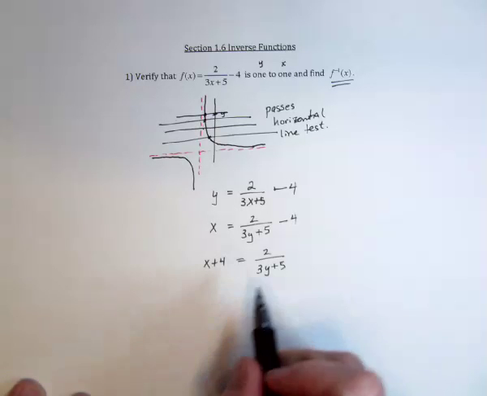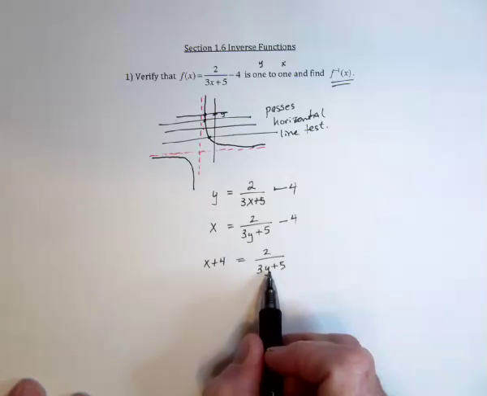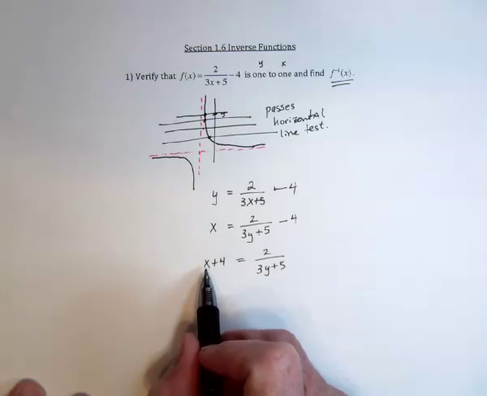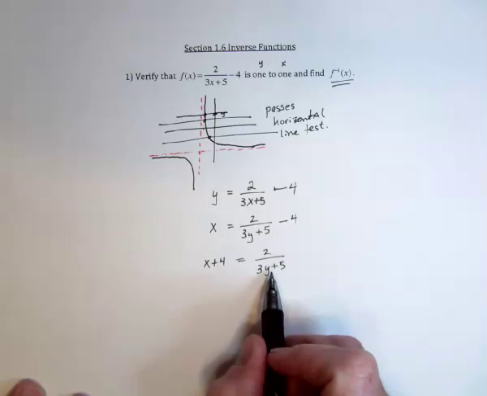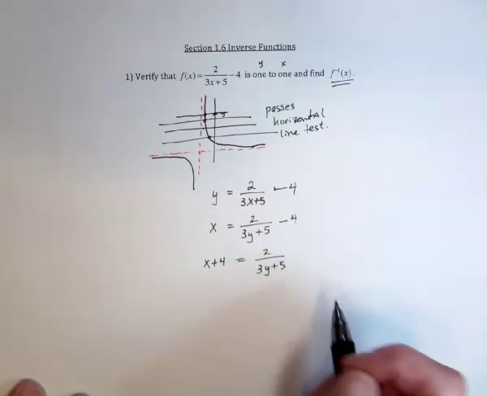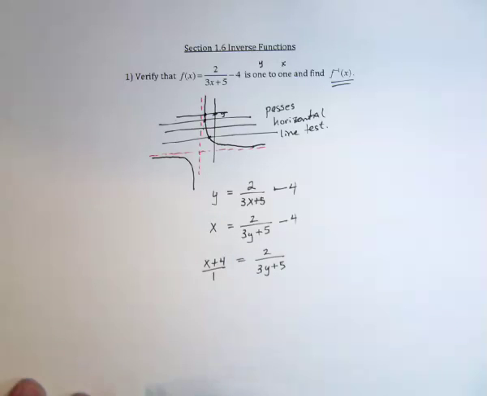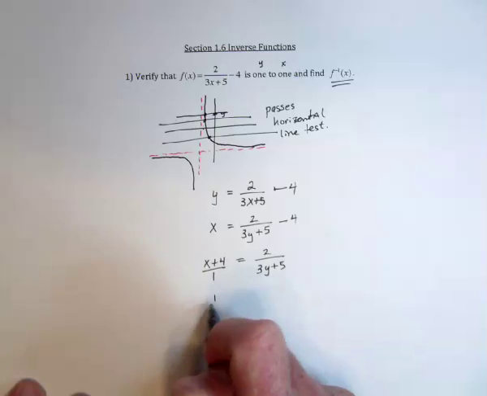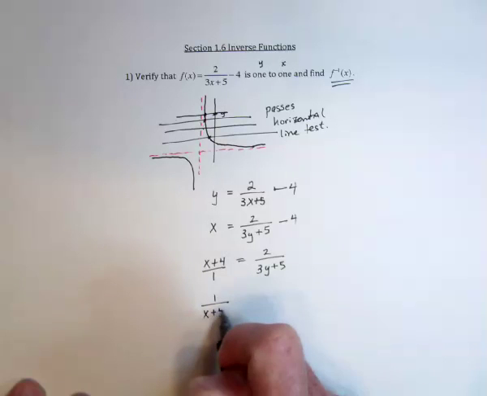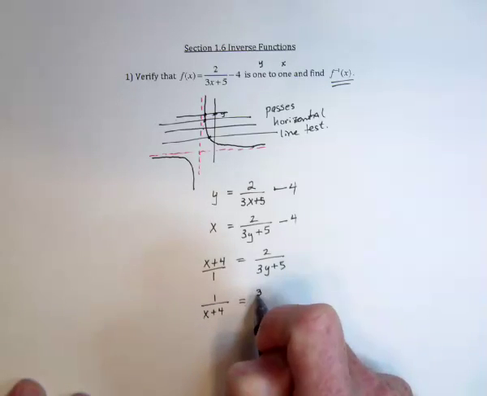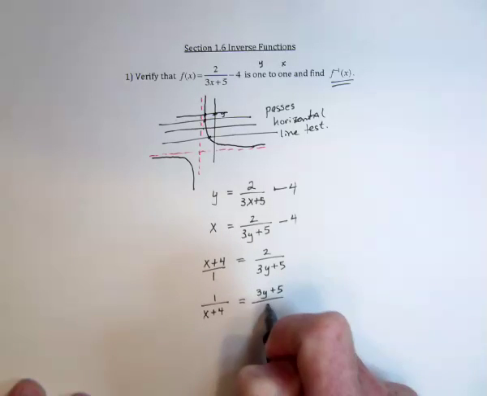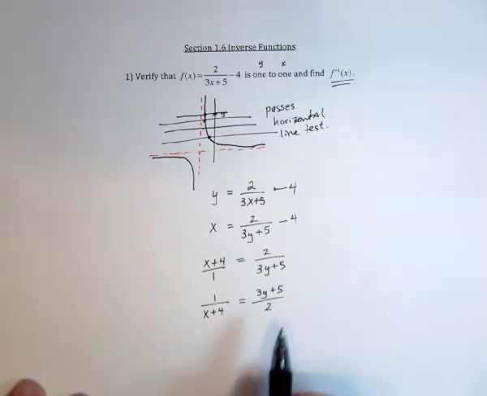In order to get this y in the numerator, we could cross multiply or multiply both sides by 3y plus 5, and also divide by x plus 4. Or another way to do it is look at it as two fractions and invert the two fractions. So this one becomes 1 over x plus 4, and this one becomes 3y plus 5 over 2. And to solve for y, there's 3 more steps. Eliminate the 2 by multiplying both sides by 2.